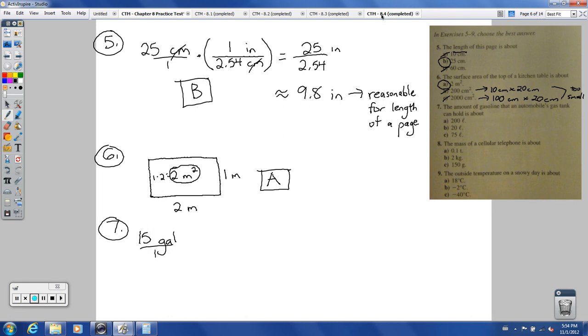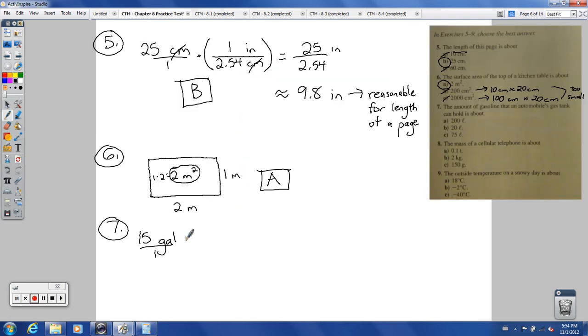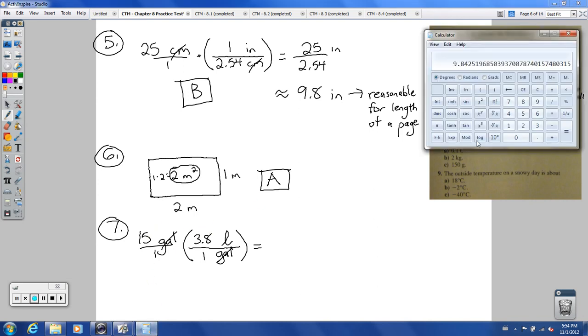I'm going to do a conversion here to see what this is in liters. 1 gallon is about 3.8 liters, is what the conversion table says. So I'm going to put gallons on the bottom. I want to get rid of gallons and have it in terms of liters instead. So 3.8 is the liters part, that's going to go up here, and the gallons, that was 1 gallon. So here's my unit fraction. This way I'm just changing the units, I'm not really changing the value of it. I'm just changing it so it's in a different format, different units. 15 times 3.8, let's work that out quick. This is about 57.